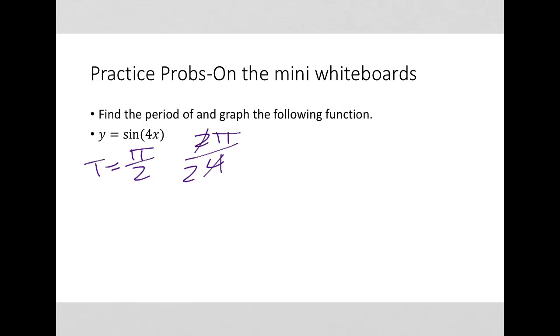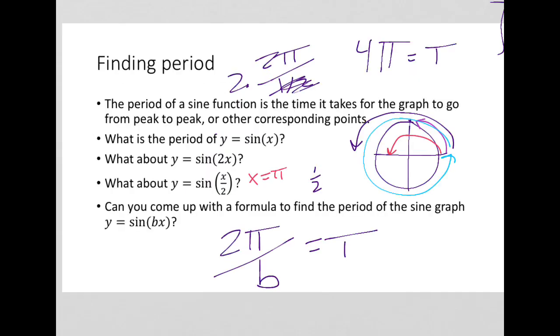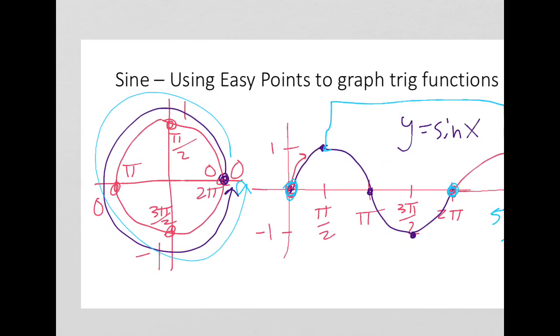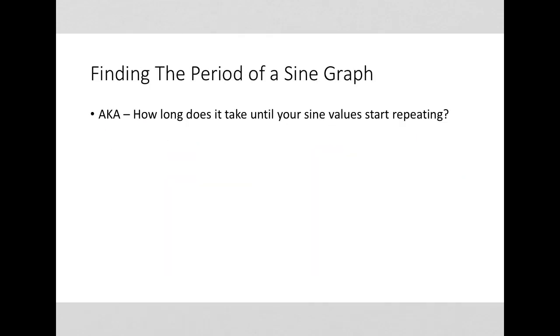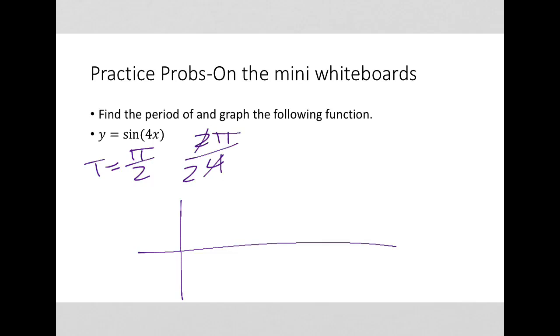Okay, well, what does that mean? Well, it means, now that we know the period, this is going to be really easy to graph. Think about what we did all the way over here. First thing I did was I plotted that 2 pi, which is the period. So I'm going to do the same thing. I'm going to plot the period over here, which is pi over 2. And now I'm again going to split this up into 4 equal pieces.